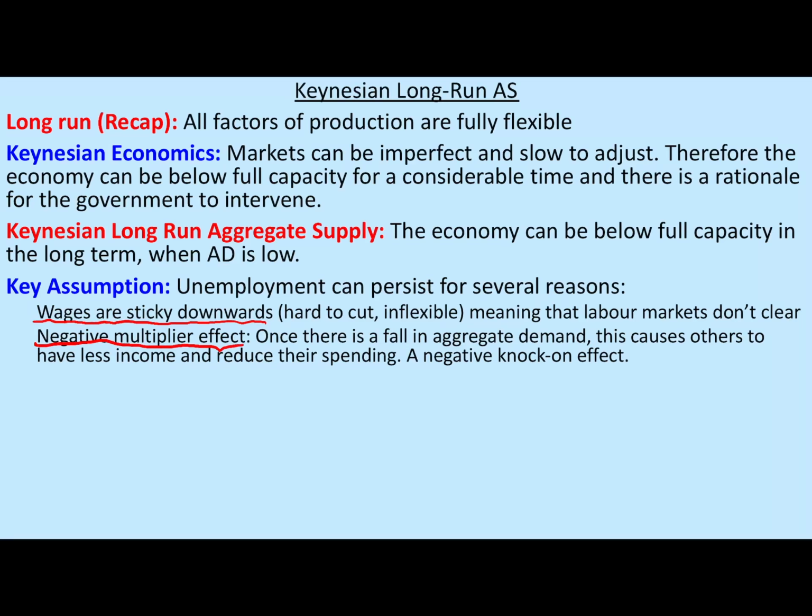And we're going to look at this multiplier effect in more depth before Christmas, so don't worry about that. But just remember, a negative multiplier might lead unemployment to persist, making it very hard to get rid of unemployment in the long run.